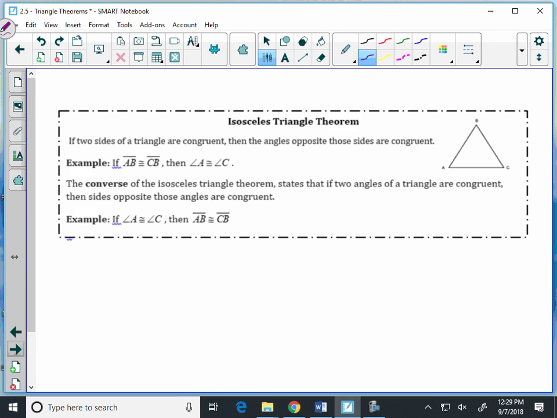Okay. Flip it over. We're going to talk about another really important triangle theorem. That's important in geometry. And it involves isosceles triangles. What does it mean to be an isosceles triangle? Yeah, only 2 of the sides are the same. So if 2 sides of a triangle are congruent, that means the angles across from those sides, the angles opposite of those sides, are also going to be congruent. And that's true every single time you have an isosceles triangle.